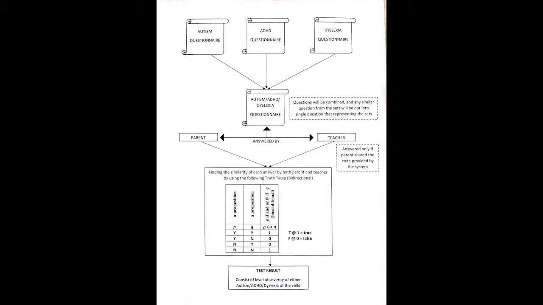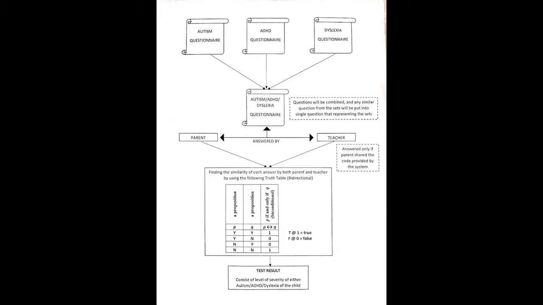After the teacher has completed the test, an email notification will be sent to the parent to notify that the teacher has already answered the test and the result is ready in the system. The system will then produce 2 outputs. The first output is the similarity percentage based on the 2 answers from parent and teacher. This output uses the truth table concept. If both answers are the same for the same question, the value is 1, which is true, and in the end, the total same answers will be divided by the total questions and multiplied by 100 to get the percentage.